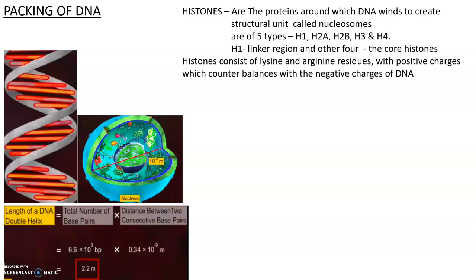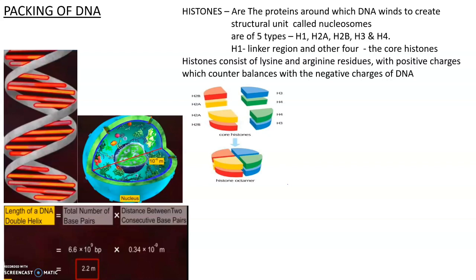These histones are of 5 types: H1, H2A, H2B, H3 and H4. Among these, H1 is known as the linker histone and the other 4 are known as the core histones. These core histones carry a positive charge on lysine and arginine residues, and this positive charge counterbalances the negative charge of the phosphate groups of the DNA.